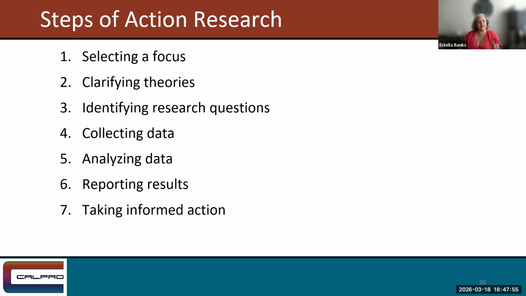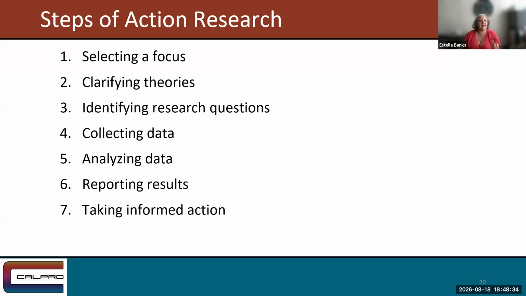So the first is to select your focus. In this case, it would be a strategy that you consider worthy of your time. You want to then clarify the theories, identify the values or beliefs that you hold relating to your focus topic. Then identify the research question. Formulate a set of meaningful research questions to lead your inquiry. Then you'll collect data. This step can be easily accomplished in your classroom by observation or other data that can be things like test results, class discussions, student self-assessment, surveys, and questionnaires.